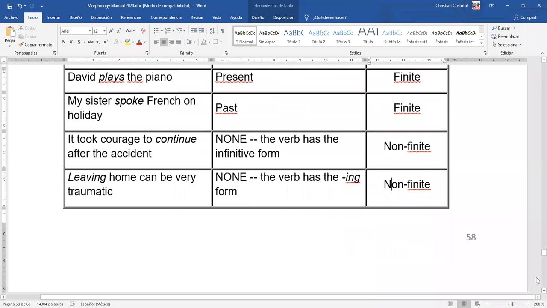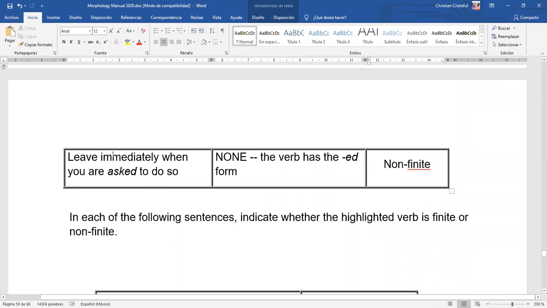Okay. Is there any other? Yes, one more. Leave immediately when you are asked to do so. Asked. You are asked. This is passive voice. This is the past participle form of the verb. It's not past simple. It's the past participle form. So it's a non-finite verb.